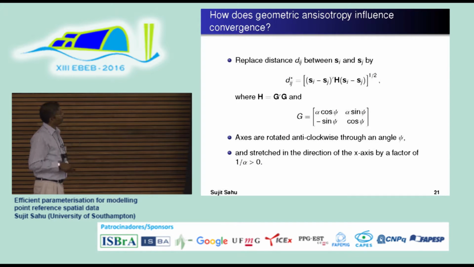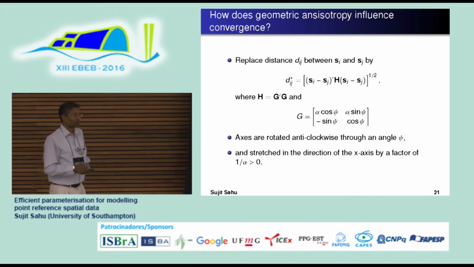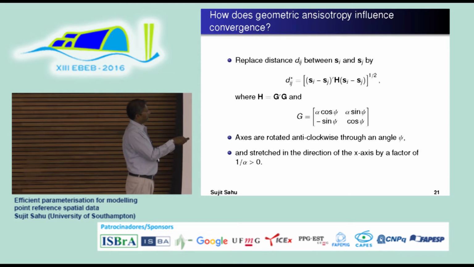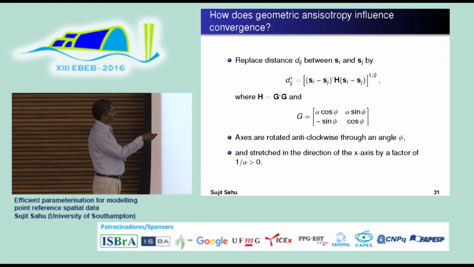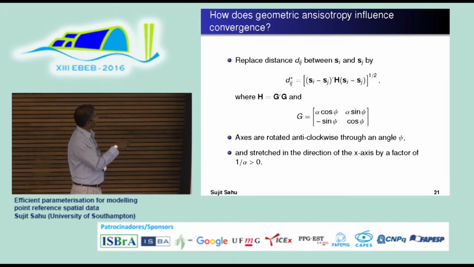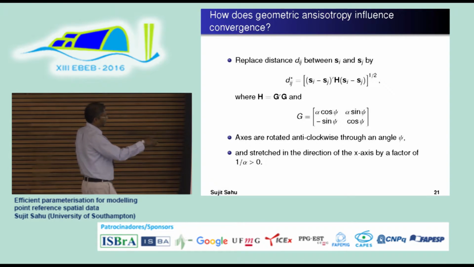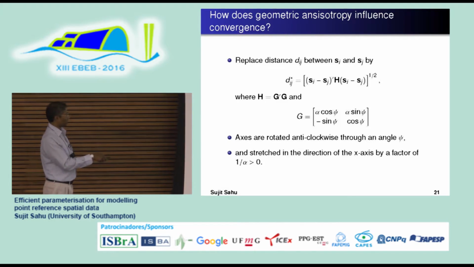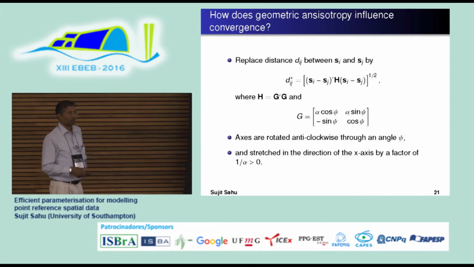So what happens if you do introduce geometric anisotropy? One cheap way to do that is, instead of Dij, you put an affine transformation of the distance vector, the ith location minus the jth location, and then you can parameterize this anisotropy. The effect is that you make one axis elongated. There are two parameters, alpha and psi. Axes are rotated anticlockwise through an angle psi and stretched in the direction of the x-axis by a factor of 1 over alpha, greater than 0. That's how you can interpret it.